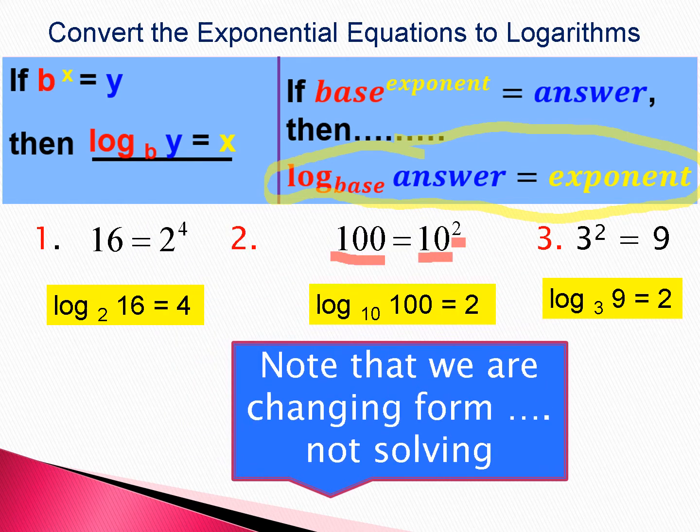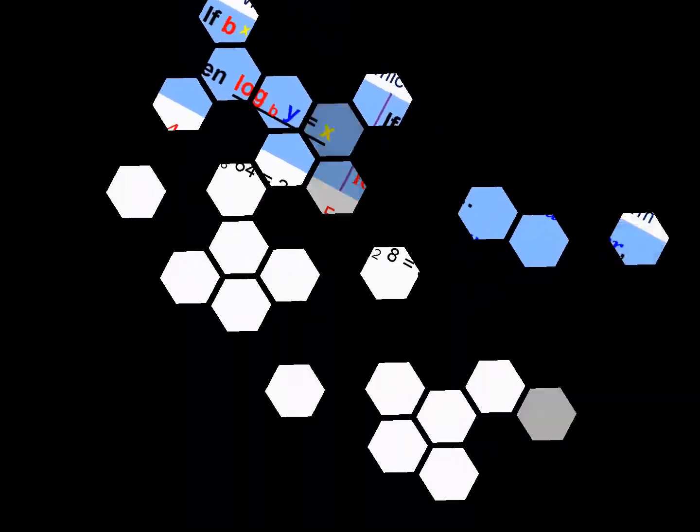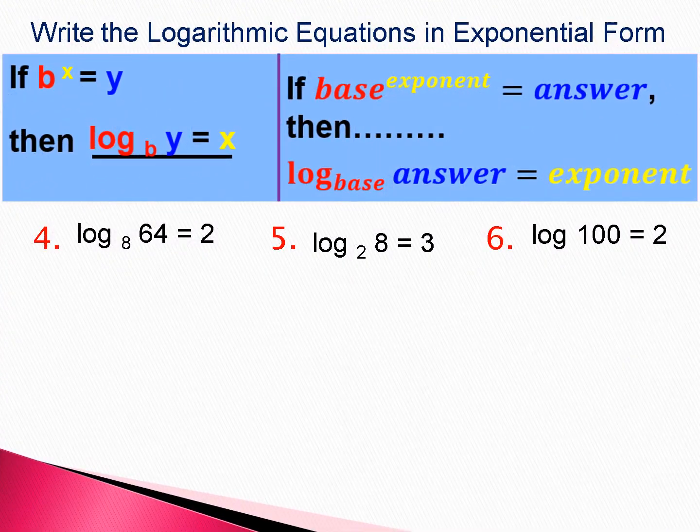Now, notice here that we're not solving, we're only changing form. There's nothing to solve for because you don't have a variable anywhere yet. Okay, so here we're just converting from exponential to logarithmic. Let's look at it the other way.